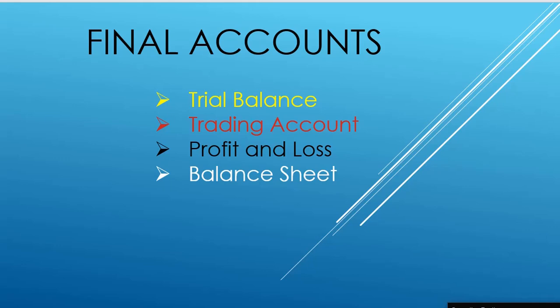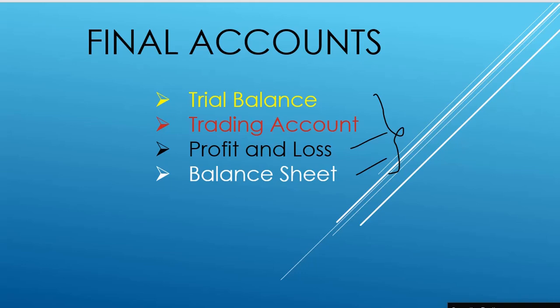Final accounts is somewhat difficult, guys, but by learning and by practicing the problems and the final account sheet, it is very easy. It is mainly used for business purposes. It has four types: the first is trial balance, then trading account, profit and loss account, and balance sheet. These are the four types present in the final accounts. So final accounts is a combination of trial balance, trading account, profit and loss account, and balance sheet.